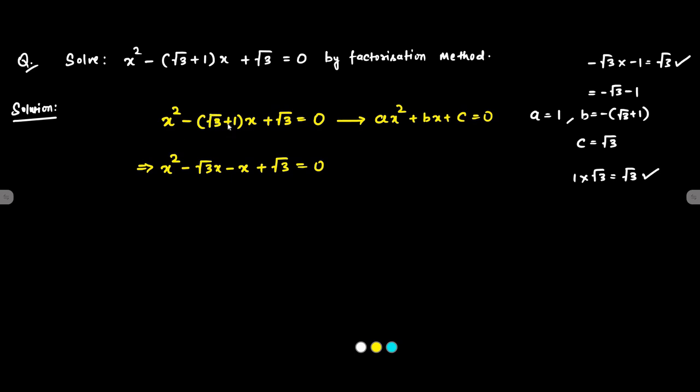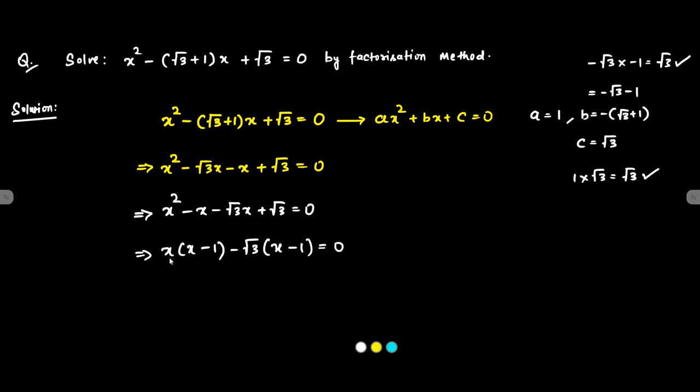So this middle term in the form of a sum can confuse you at first, but if you open the bracket, you will see it is already in factor form. So you have to do nothing. So here x square minus x minus root 3x plus root 3 is equal to 0. That implies x common, x into (x minus 1) minus root 3 into (x minus 1) is equal to 0. That implies (x minus root 3) into (x minus 1) is equal to 0.